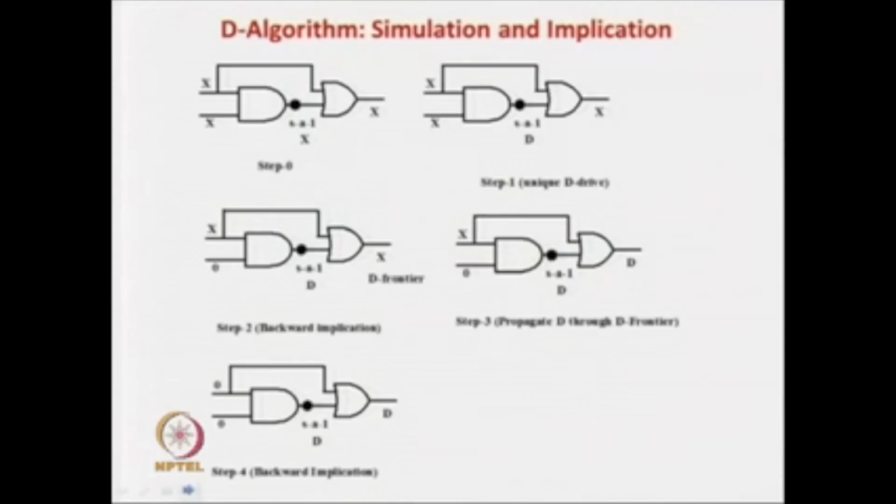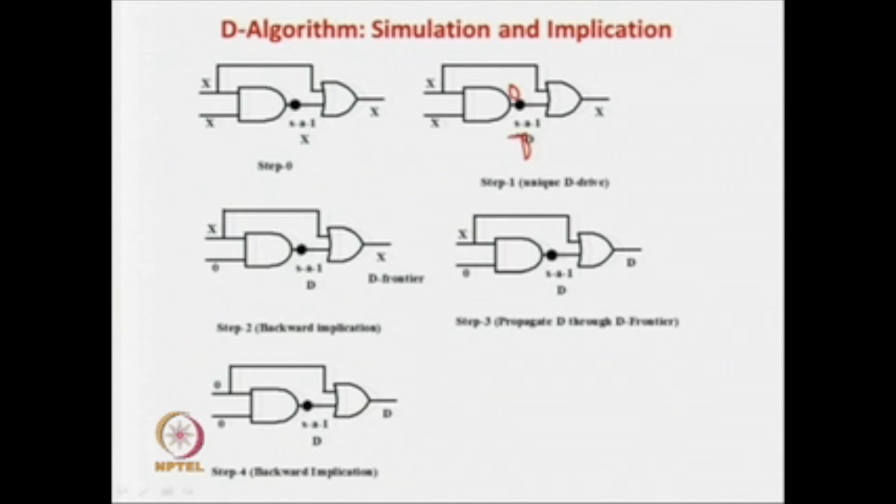So, what is the example over here? It shows a small circuit with an AND gate. The fault is stuck at 1. Initially all the nets will be X, the step 0. In step 1 we are stuck at 1, so obviously you have to apply a 0 over here. So, normal case 0, fault case 1, so it will be a D prime over here.